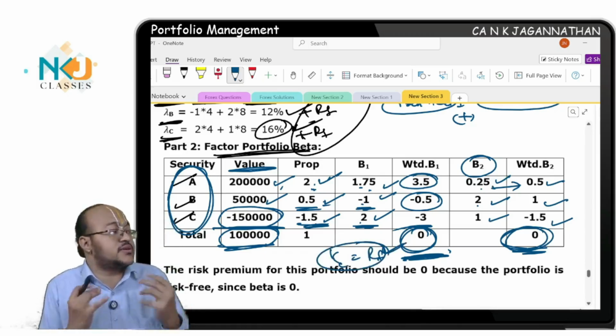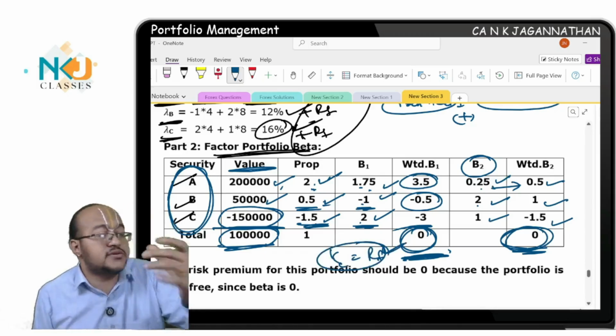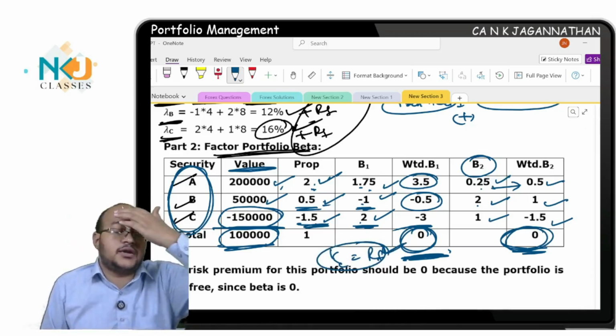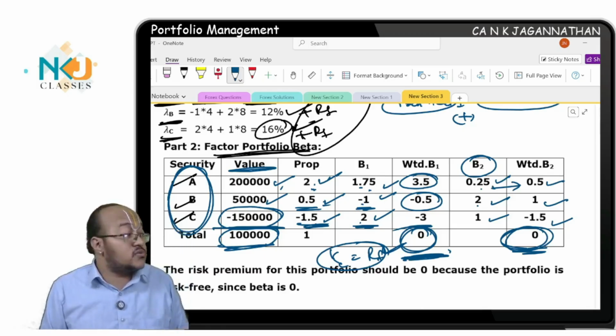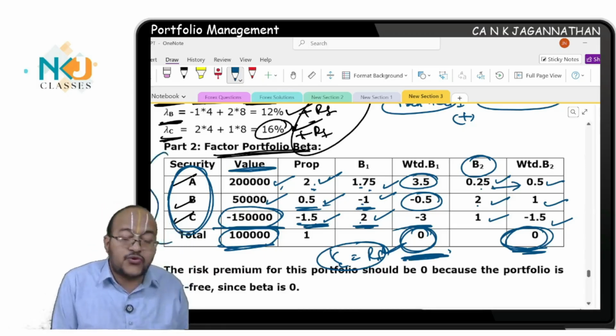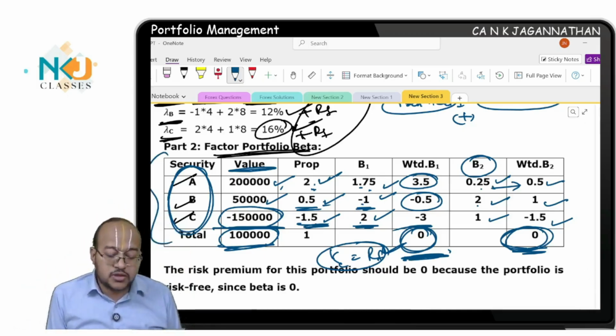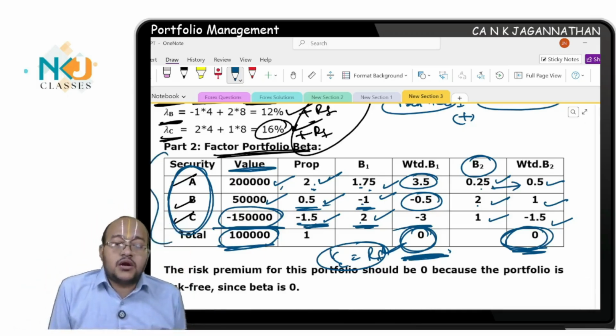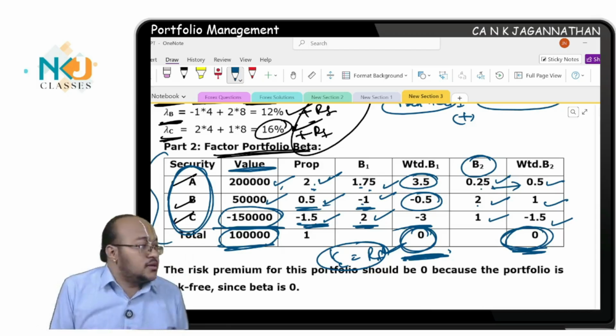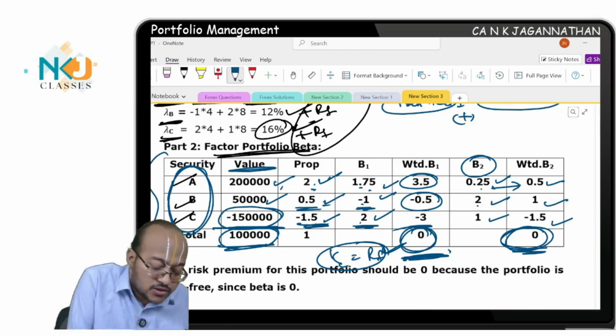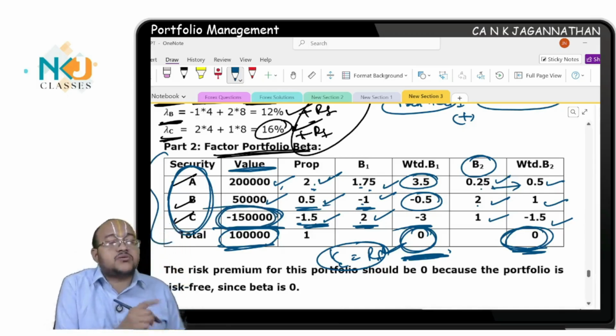This portfolio's risk is what? 0. Hence, risk premium will also be 0. Are you all understanding what I am trying to say? We have constructed a portfolio which is a risk-free portfolio. But how is this possible? It has been done because of the short selling.